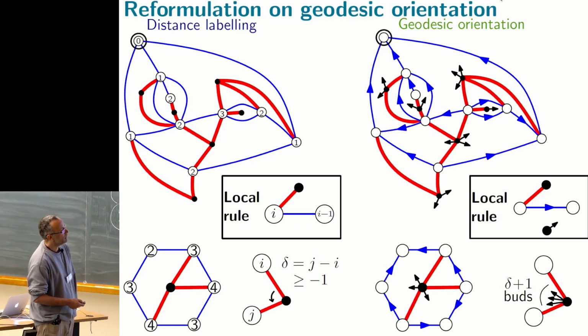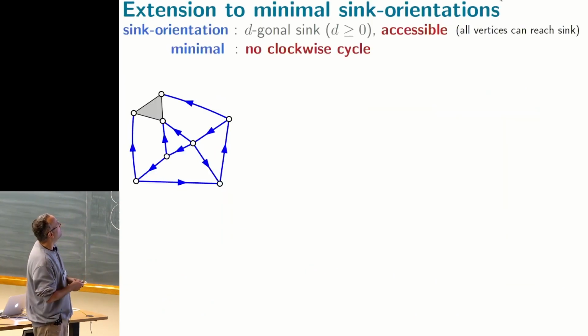So for each oriented edge, you put a red edge from the origin to the black vertex in the face on the left, and on the other side you just put a bud pointing to the extremity of the edge. Okay, and this local rule will be the one we will have in our general bijection.